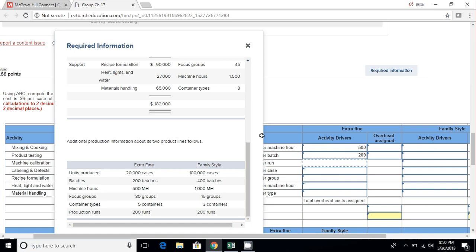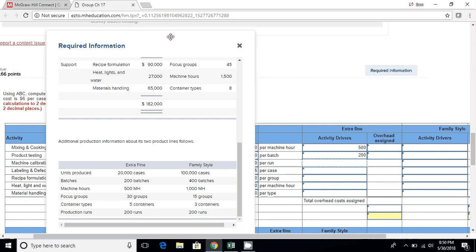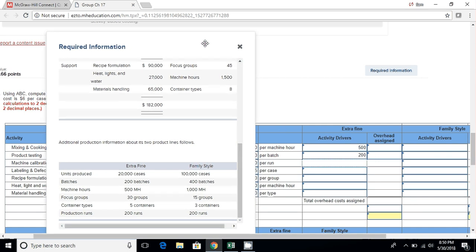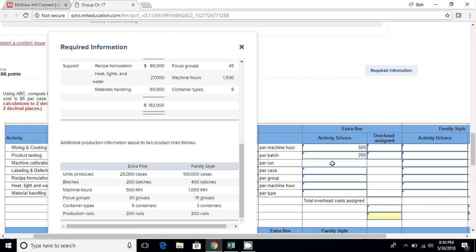Machine calibration was based on a run. I'm going to move that just a little bit. There we go. You can see that a little bit better. It was based on the number of runs, and it looks like there are 200 runs for extra fine. We're basing it on cases for labeling and defects, and it looks like there are 20,000 cases. Then we're looking for the number of groups for extra fine. There were 30. We're looking for, again, the machine hours. We already know that's 500. It was right here. And then we're looking for the number of container types. It looks like there were 5.